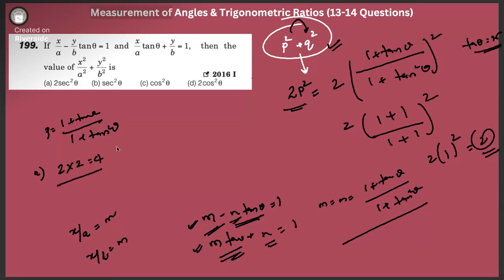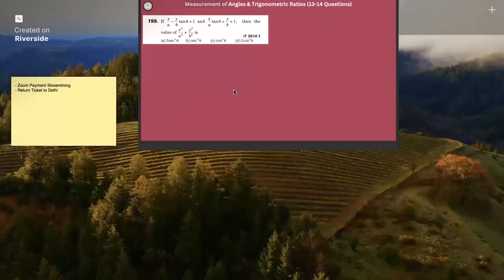We are checking option 4, secant square theta. Root 2 square is how much? 2. We are getting it over here. Secant 45 is how much, guys? Root 2, sir. And then root 2 square is 2. Cos square 45, cos 45 is 1 by root 2. This one is giving us 1, this one half, this one 2, and this one 4. Right? How come?